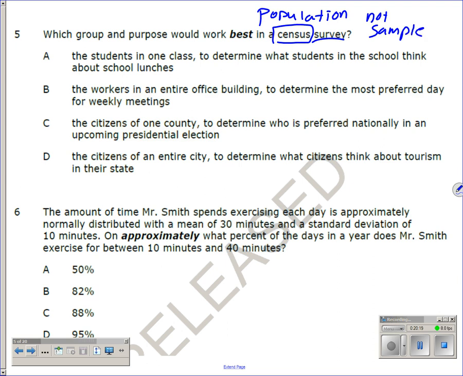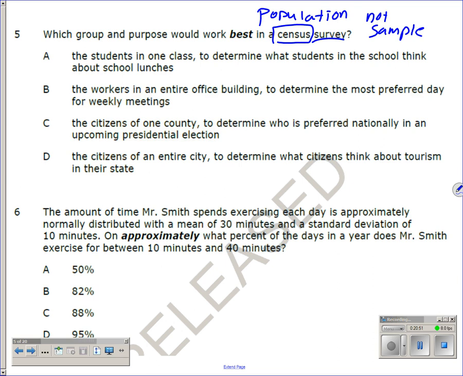So basically, we just have to figure out which situation corresponds to that. Let's read them. Students in one class determine what students in the school think about school lunches. The workers in an entire office building to determine the most preferred day for weekly meetings. The citizens of one county to determine who is preferred nationally in an upcoming presidential election. And the citizens of an entire city to determine what citizens think about tourism in their entire state. What do you think?